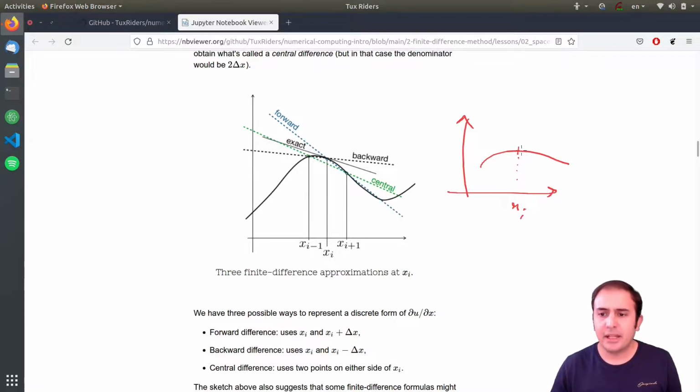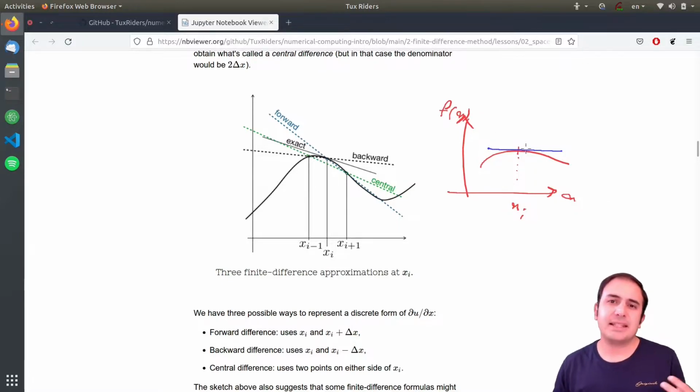The exact derivative is the slope of the function, the slope that we can draw at that point. You can see it here in the black curve. But if we don't have the analytical solution of the function, let's say this is f and this is x, so this is f of x, then we cannot derive the differentiation, and we don't know what the slope actually is here.